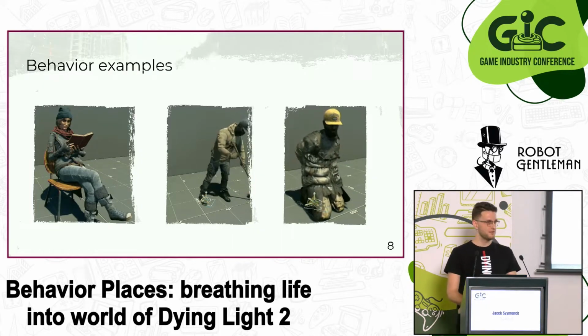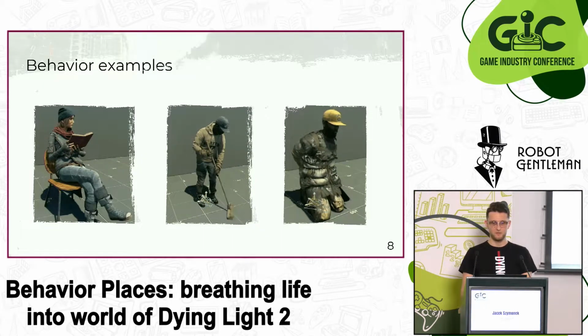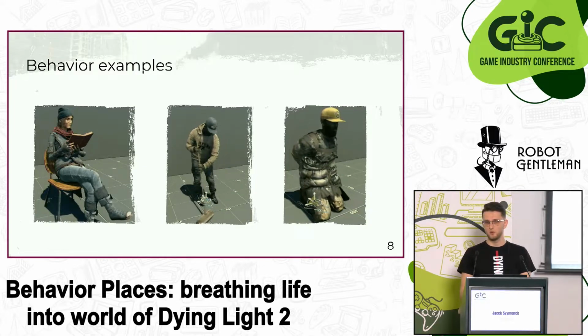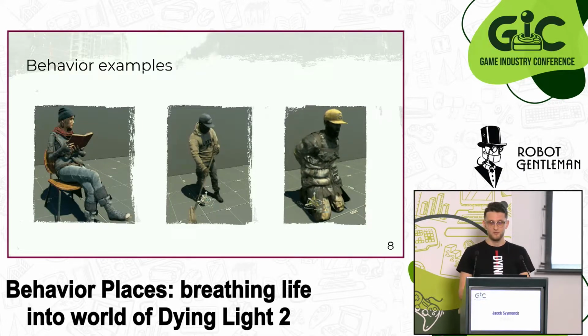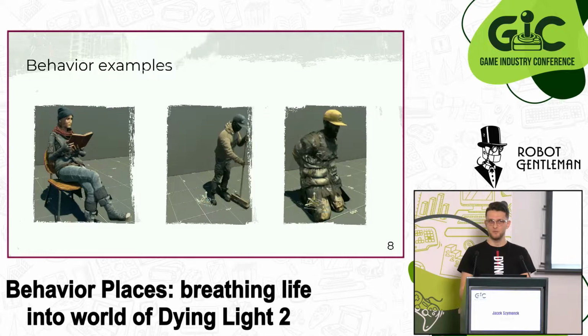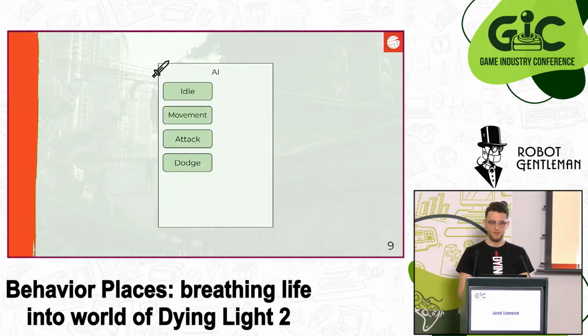Here we've got some isolated examples of these behaviors. Reading a book, sweeping the floor, or being held hostage. These are the things that you might find our characters doing. So let's dive deep and see how we've built what you've just seen. The building block of a hub location is, of course, an AI agent. Our AIs are defined in terms of behaviors that they may execute. Let's take, for example, an AI with 4 basic behaviors of a melee fighter.